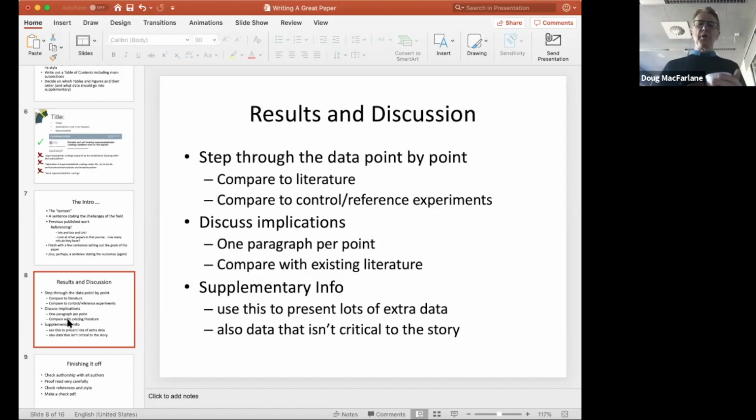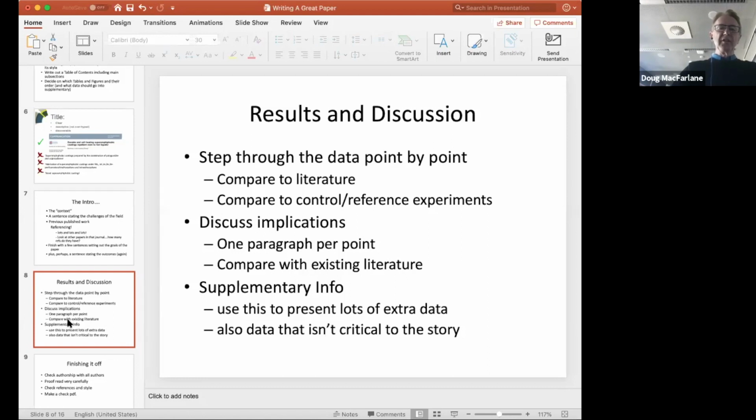So step through point by point, comparing to literature information or drawing on literature information as you go, because that's really part of results. And carefully note control and reference experiments that you've done in order to confirm your conclusions, or to confirm that the data is genuinely indicating what you think it's indicating. So don't skip over those. Make sure that you mention them right up front here as you discuss the results.